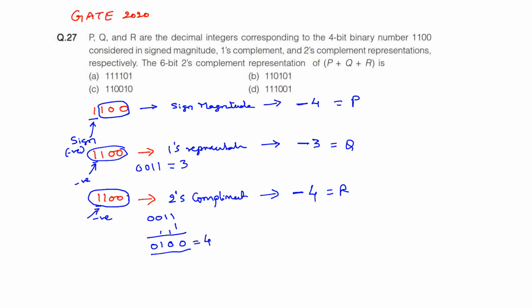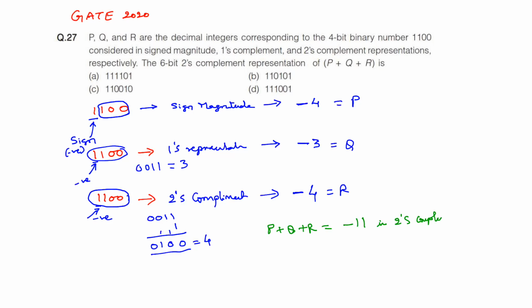Next, P plus Q plus R. That means -4, -3, -4. 4 plus 4 is 8, plus 3 is 11. So this is equal to -11. And you must represent it in 2's complement form.